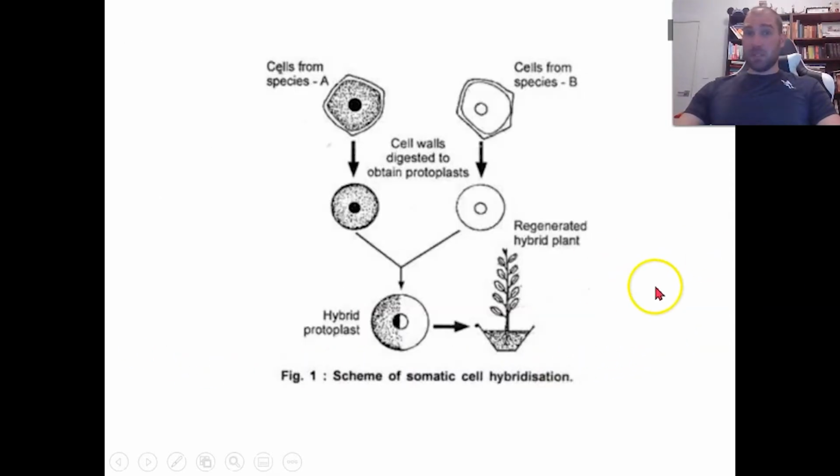So let's look at an example in plants again. So we've got cells from species A and species B. We digest away the cell wall to get the cell membrane, and then we mash those together, and we get this hybrid protoplast that we can then grow onto a hybrid plant.